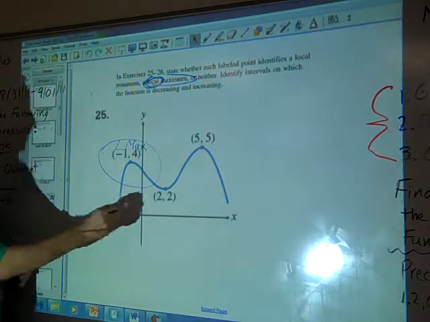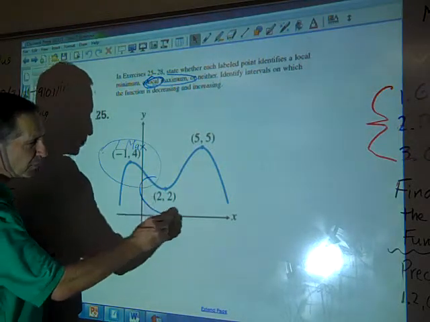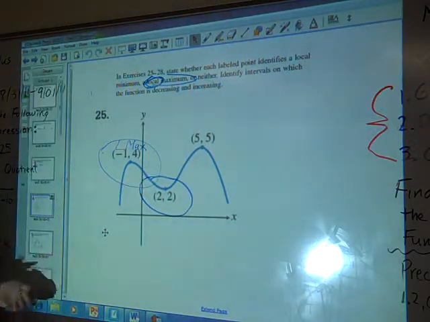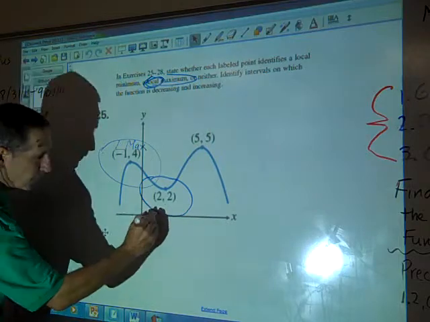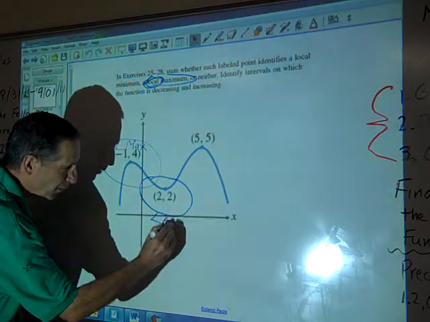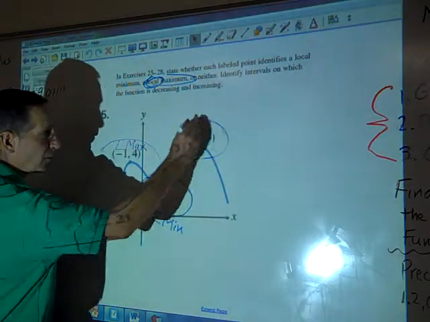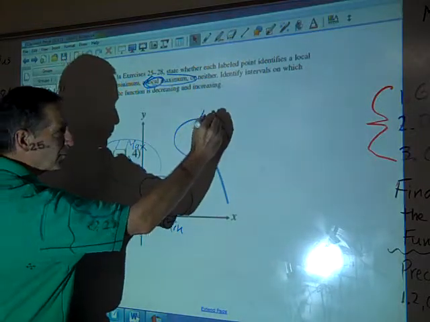Now we're going to look at this bottom portion. Is that a local maximum? No, that's a minimum, because the other part is lower than that. Local minimum. And the one at the top is a maximum. Yeah, a local maximum.